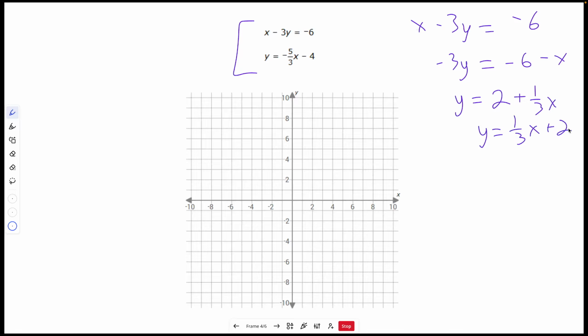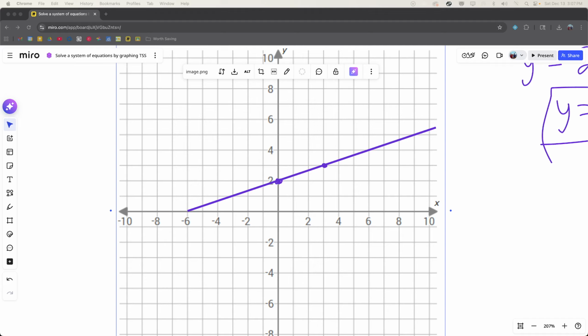Okay, so now let's graph this first line. We'll do it in purple here. So we know our y-intercept is positive 2, and we know our slope is 1/3. So we use rise over run, and now we connect our lines. Okay, here's our first line.